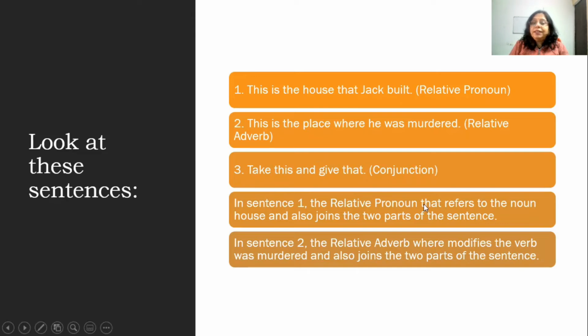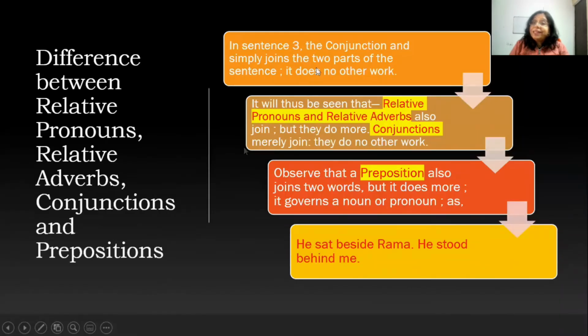So in the first sentence, the relative pronoun "that" refers to the noun house and also joins the two parts of the sentence. In the second sentence, the relative adverb "where" modifies the verb, that is, "was murdered", and also joins the two parts of the sentence. But in sentence 3, the conjunction "and" simply joins the two parts of the sentence. It does no other work. So now you have understood.